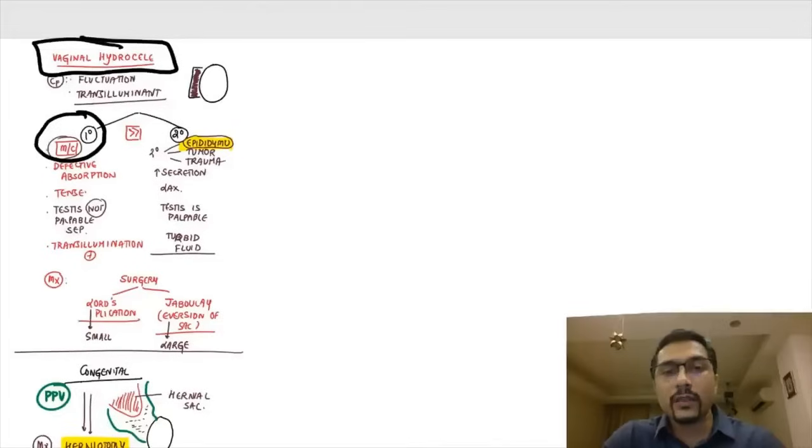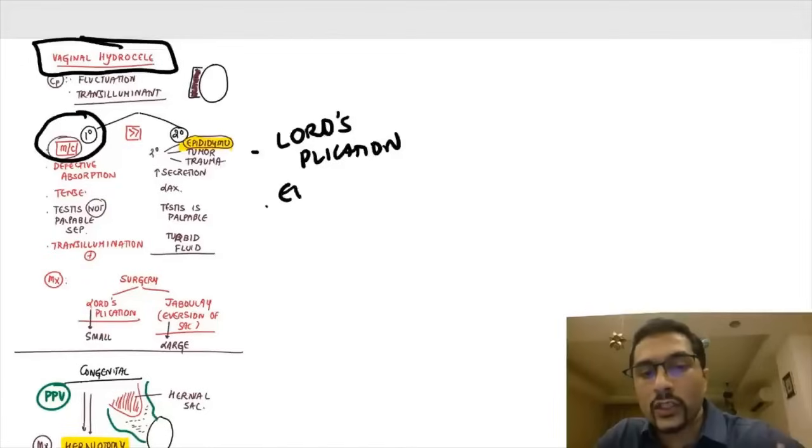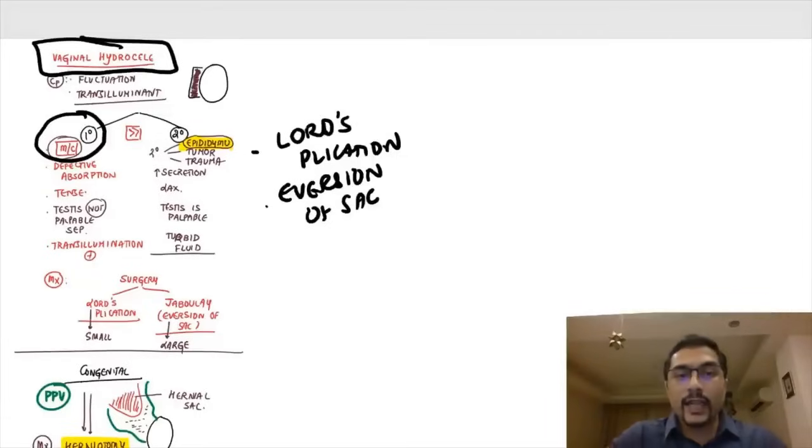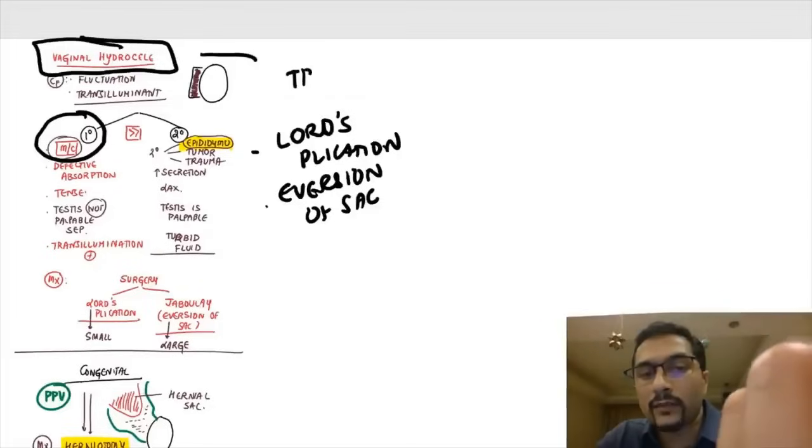And the treatment for primary vaginal hydrocele, there are two procedures. You can either do Lord's plication, or you can do eversion of sac or Jaboulay procedure. So this is for vaginal hydrocele, and I've told you that primary vaginal hydrocele is transilluminant.